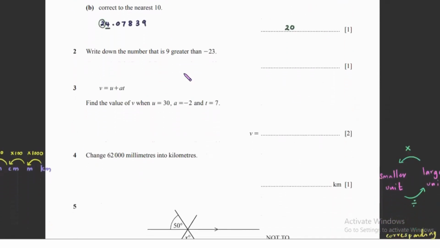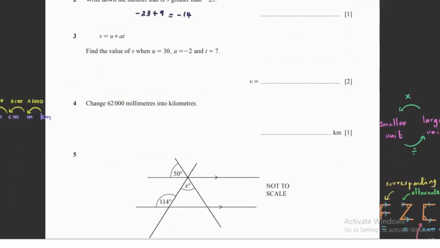Question number 2: write down the number that is 9 greater than -23. In this case, you have -23. 9 greater than -23 means you need to add 9 to this -23, which will end up giving you -14 as the answer.